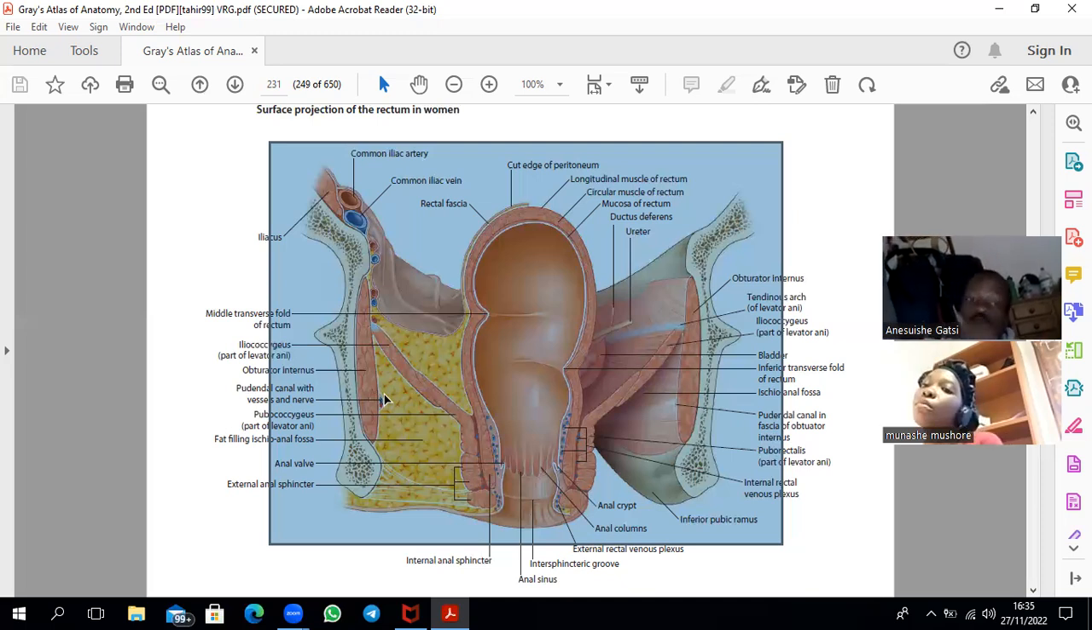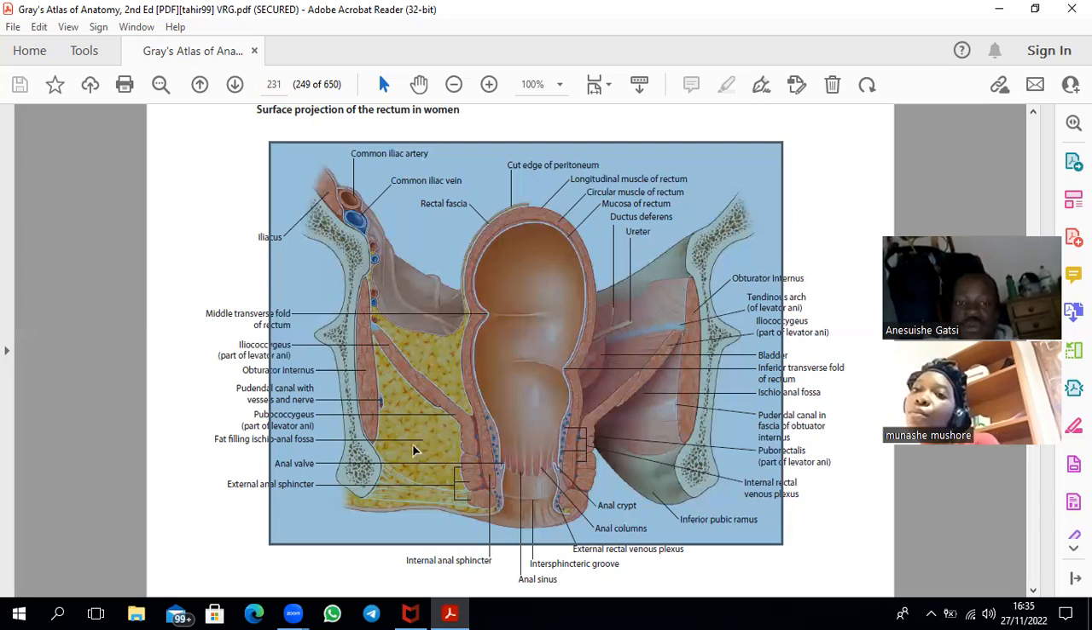Okay. Right. So people tend to think that it's an opening or a canal in bone, but it's not. It's just a sheath, which is coming from the fascia that overlies this muscle here, which is obturator internus. So the fascia that overlies the obturator internus, the white fascia here, forms a sheath around the blood vessels there. That's what we call the pudendal canal.